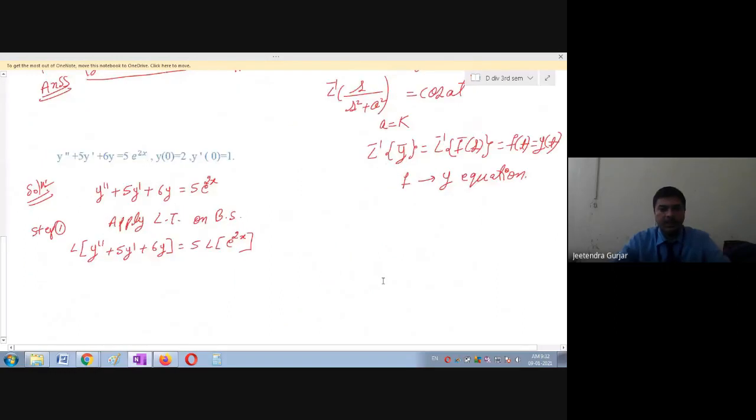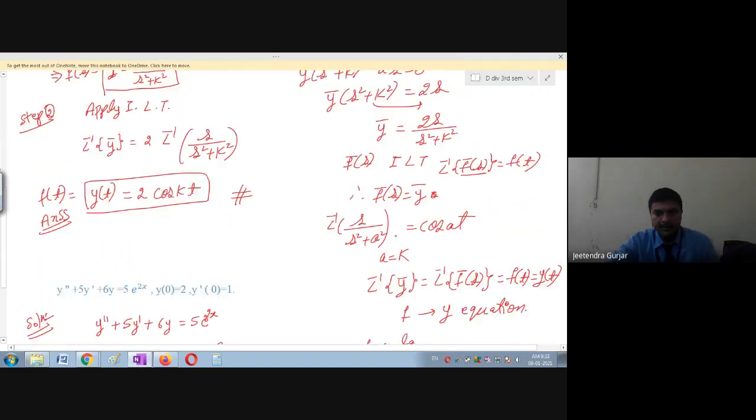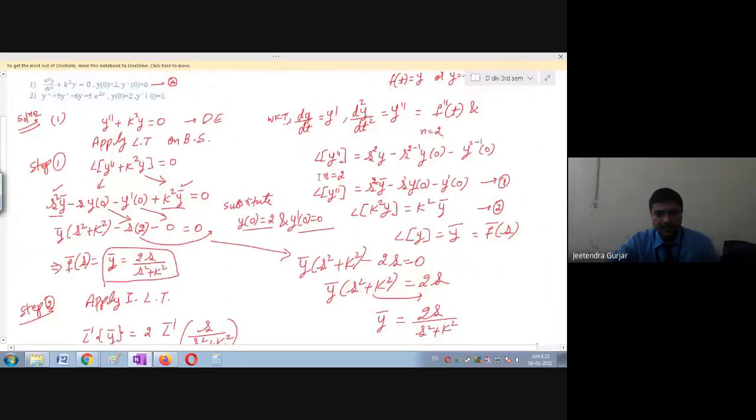And write it down now. See, I will simplify all the values first one by one. First, I will find L of y double dash. I think L of y double dash we have already done. Yes, here it is.